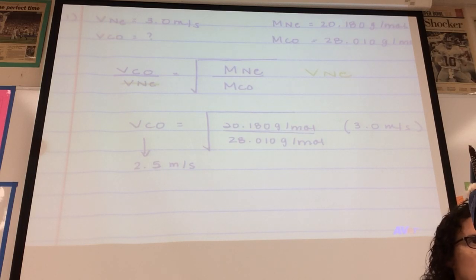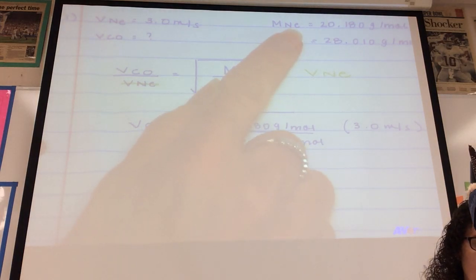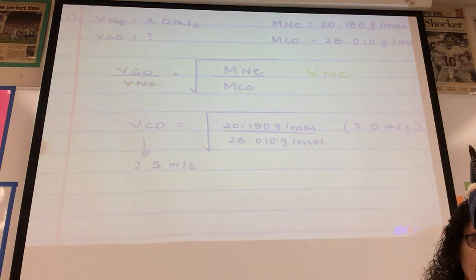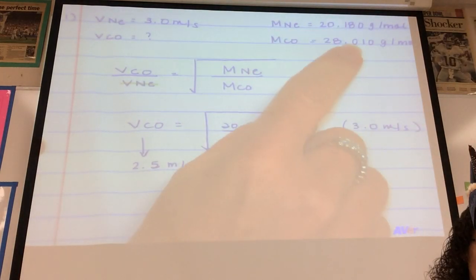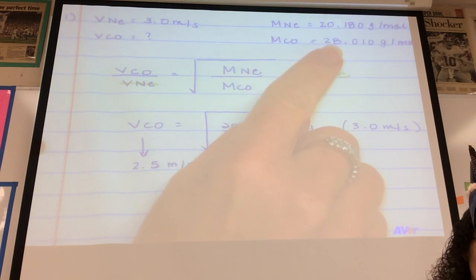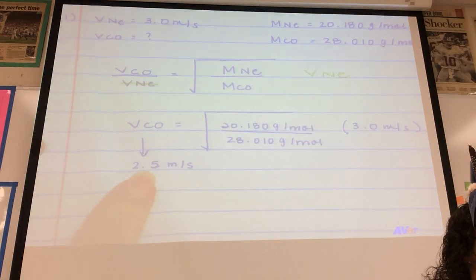And I always like to make sure that my answer makes sense. Which has the greater molar mass, carbon monoxide or neon? Not a trick question. Carbon monoxide, this quantity is greater than that. If it has a greater molar mass, would you expect it to move slower or faster? Does it? Yes, it does. That's a good indication I've set it up properly.